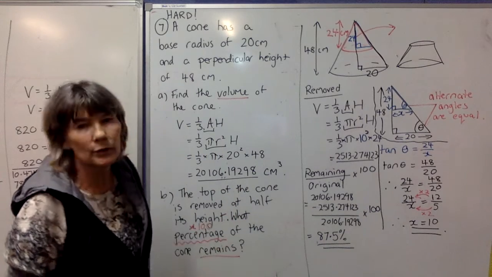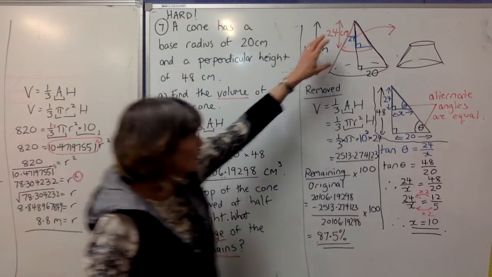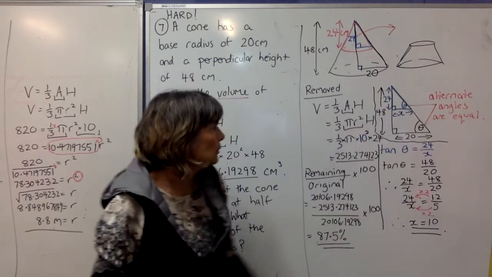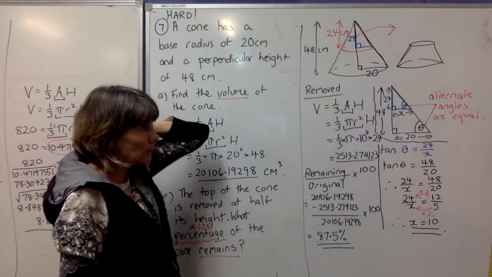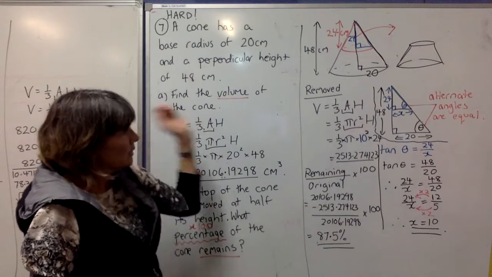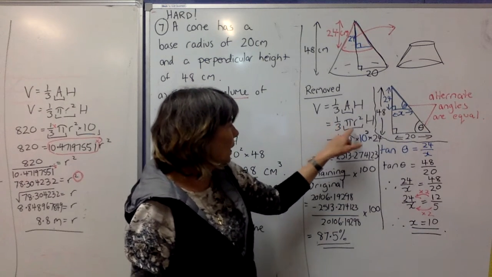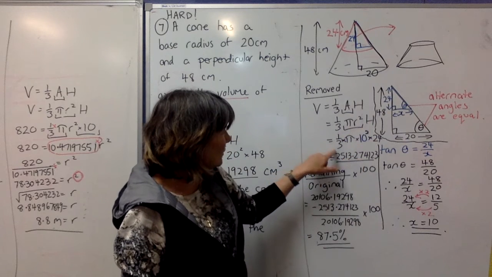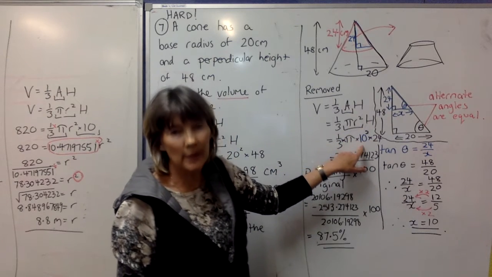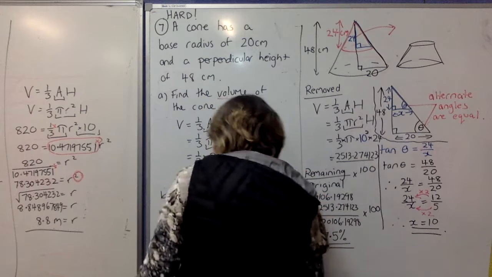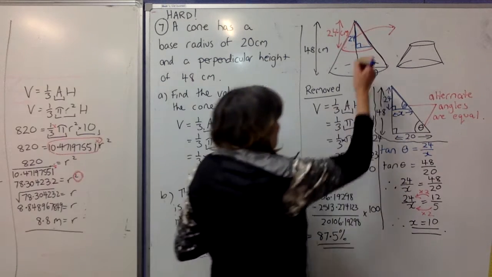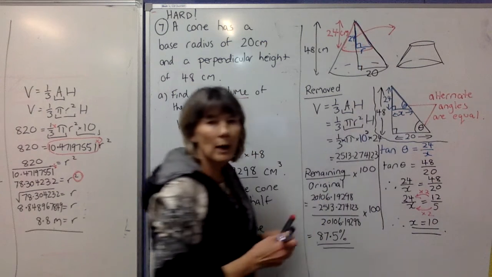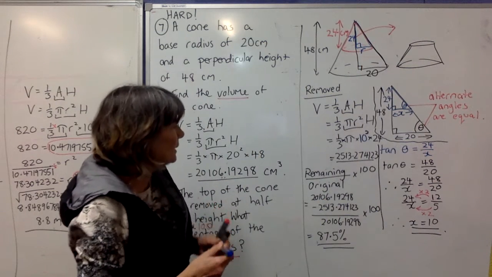All right, that's what you're left with. So we're removing the top, and that's what you're left with. Okay, so the removed piece, the little red cone at the top, that's what we're working out here. So we've got 1/3 pi r squared h. So we've got 1/3 times pi times, and then you hit a roadblock because we don't have a radius here. We don't have one. So we'll talk about that in a minute.